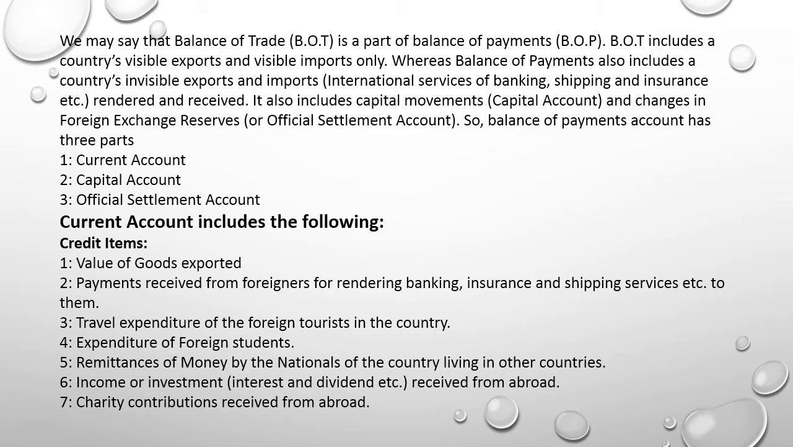Four, expenditure of foreign students. Number five, remittances of money by the nationals of the country living in other countries. Number six, income on investment, interest and dividend, etc., received from abroad. Number seven, charity contribution received from abroad. Now, here you see that every item which brings foreign exchange into our country is included in the credit items of the current account.